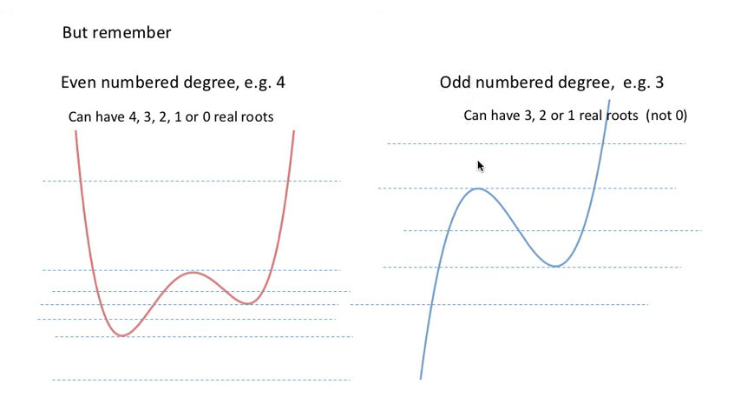Okay, and that has implications for domain and range too. With your odd numbered degrees, your domain and range are both all real numbers. With your even numbered degrees, your domain is all real numbers, but your range is from your minimum up, or from your maximum down if it's the other way around. I hope that's not confusing. I just wanted to show you that you could have that many real roots.